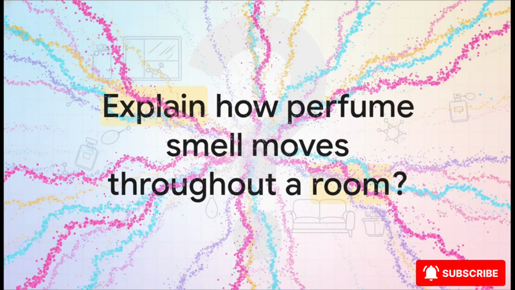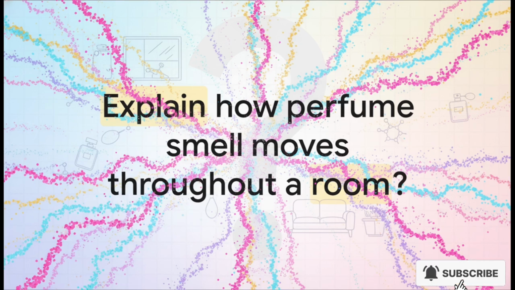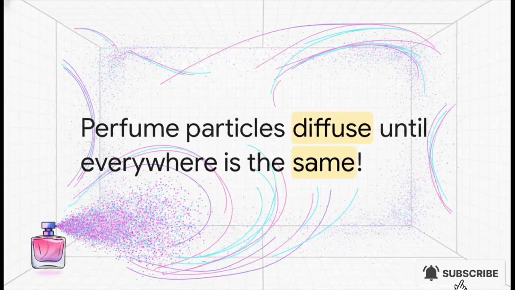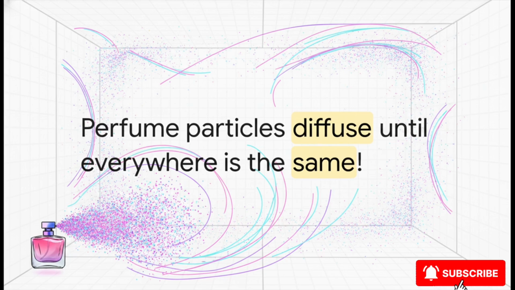Question 3. Explain how the smell of perfume can move throughout a room. Like, how would you write that out to get full marks on a test? Okay, here is the absolutely perfect answer based on what we learned today. The perfume particles diffuse from an area of high concentration, which is right where it was sprayed, to an area of low concentration, which is the rest of the room. And they'll keep moving until the concentration of particles is exactly the same everywhere.